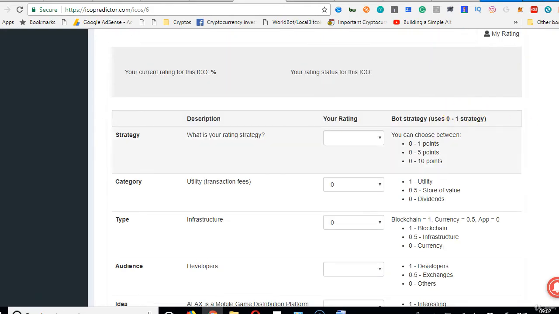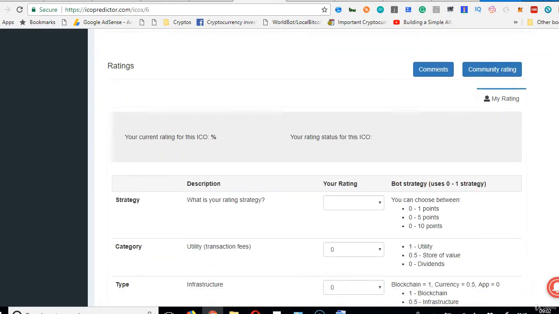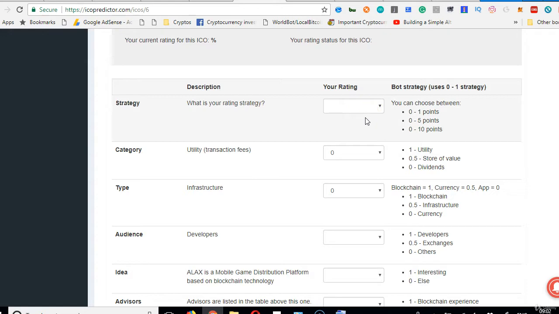Alright, so we've come to this section where we have to actually do the rating, which is the easiest section. Now the first thing we do is to choose a rating strategy. Your rating strategy is a point-based system, the way you want to rate the ICO. Sometimes some people like me like to choose a very simple rating strategy, which is 0 to 1. 0 to 1 means something either scores 0, or 0.5, or 1, which is either you score 0, 50% or 100%.